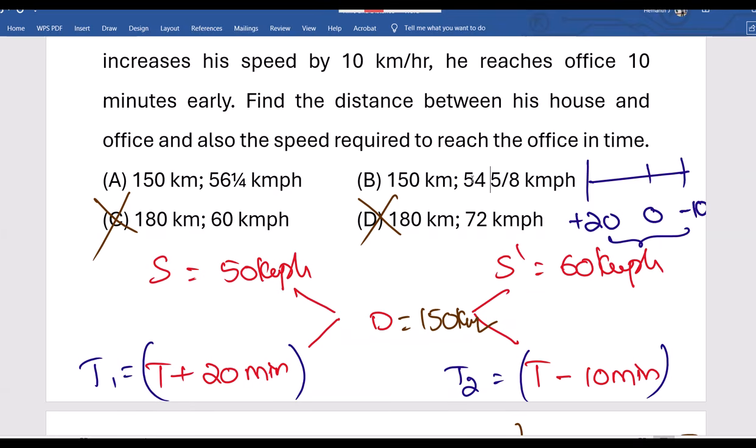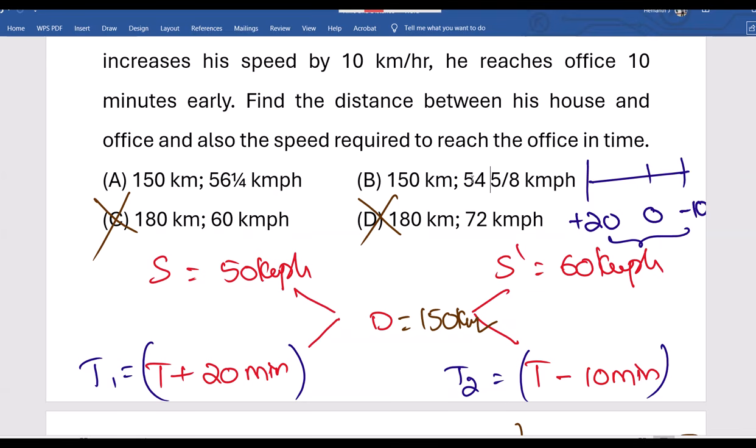Now ignore the options. Can anyone tell me what is the correct speed to maintain? How to calculate speed? Distance by time. What is the distance from home to office? 150. Sir, how to calculate time? My dear friend, with 50 speed, 150 kilometers will take how much time? 3 hours, which is 20 minutes late. Means the correct time is 2 hours 40 minutes.